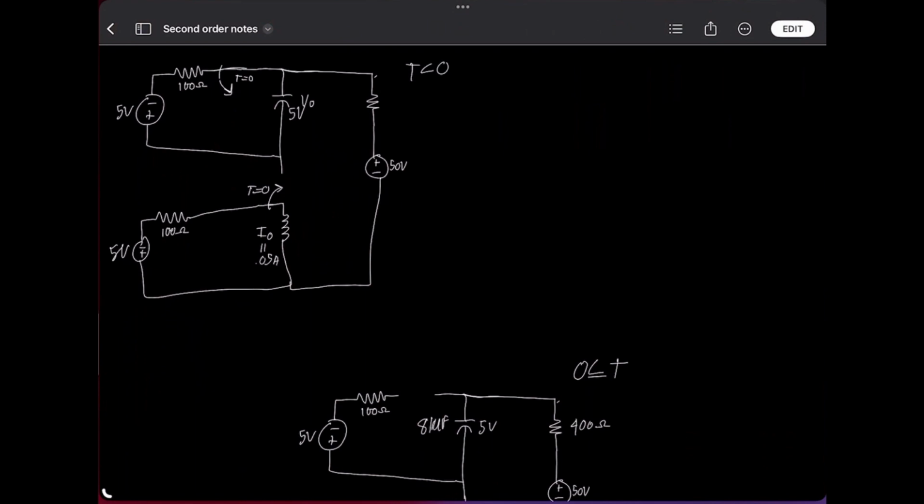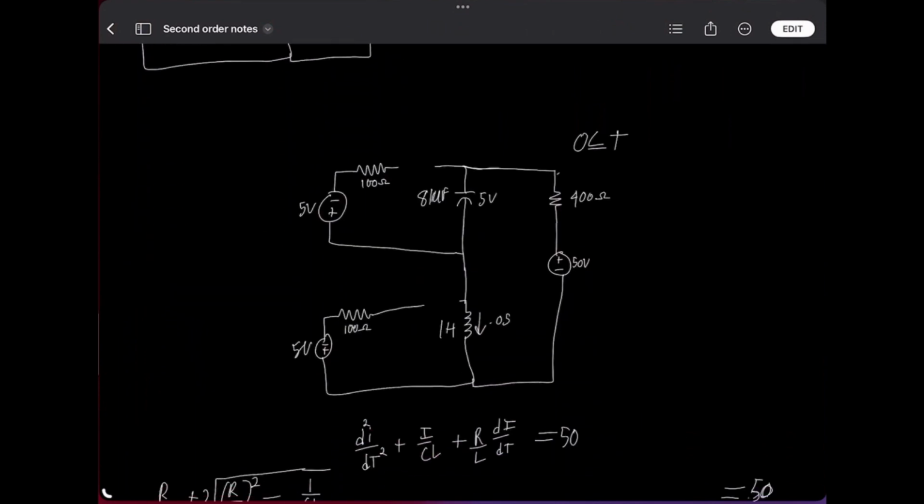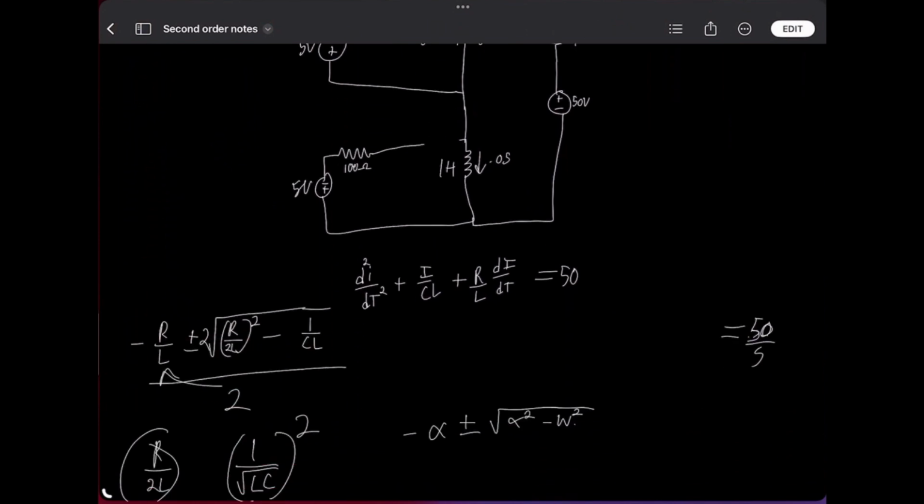So at t less than 0, the switches are flipped like shown. So that capacitor gets charged and that inductor gets charged to 5 volts for the capacitor and 0.05 amps for the inductor. And then it flips, and you're left with this state of the circuit. The capacitor is going to approach a final value, but the inductor will approach 0 because once that capacitor is fully charged, it's going to be an open circuit. It's going to get 50 volts and nothing else is going to get powered because it's going to act like an open circuit. Okay, so you set up your formula like shown.